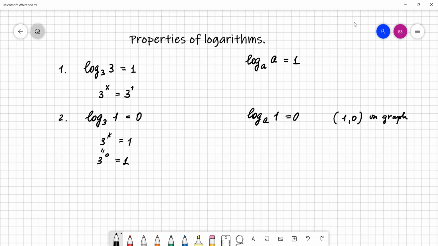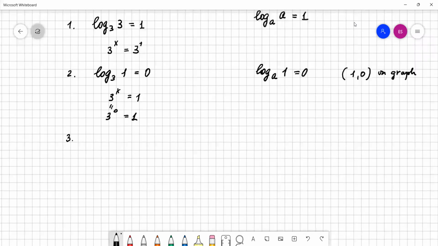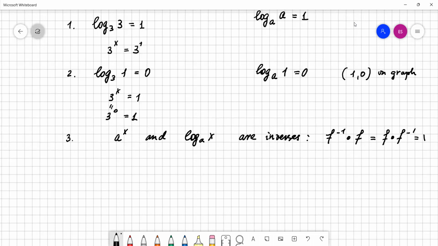Okay, good. Now, what other properties? We know that the exponential function and the logarithmic function are inverses. Inverses means that a to the power of x and logarithm with base a of x are inverses, which means that the cancellation equation works for them. Remember the cancellation equation: f inverse composed with f equals f composed with f inverse, and equals x.